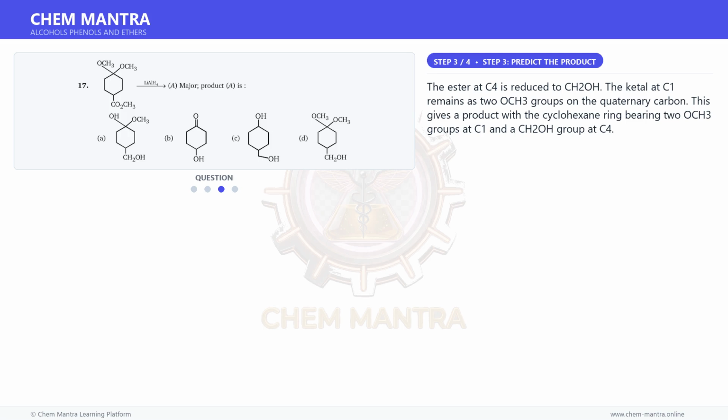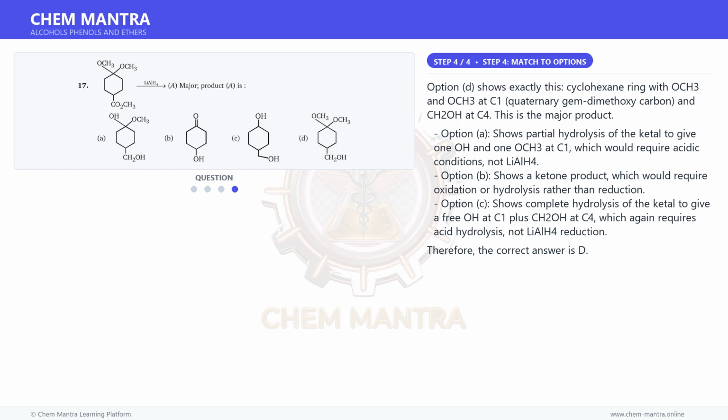Moving on to the next step. The ester at C4 is reduced to CH2OH. The ketal at C1 remains as 2 OCH3 groups on the quaternary carbon. This gives a product with the cyclohexane ring bearing 2 OCH3 groups at C1 and a CH2OH group at C4.